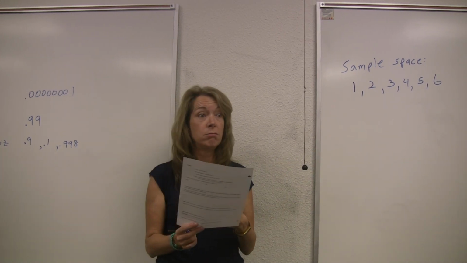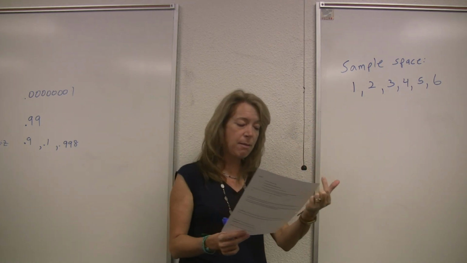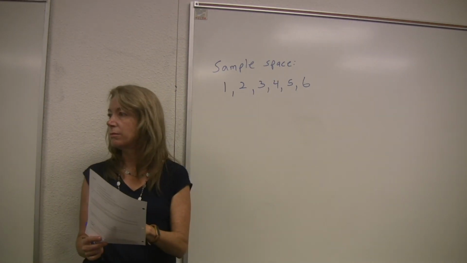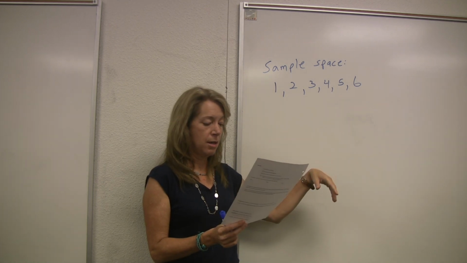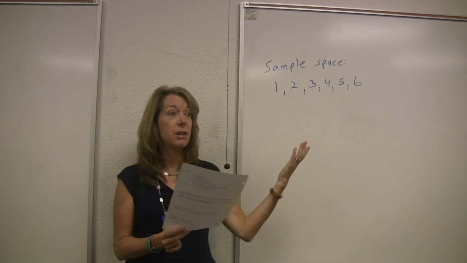Or could I roll a 2? Sure, there's a 2. These are all things that could happen. So going back up to the vocabulary, an event is just a collection of results or outcomes. So the even numbers would be the 2, 4, and the 6. The 4 or larger would be the 4, 5, or 6. And the 2 would just be the 2.